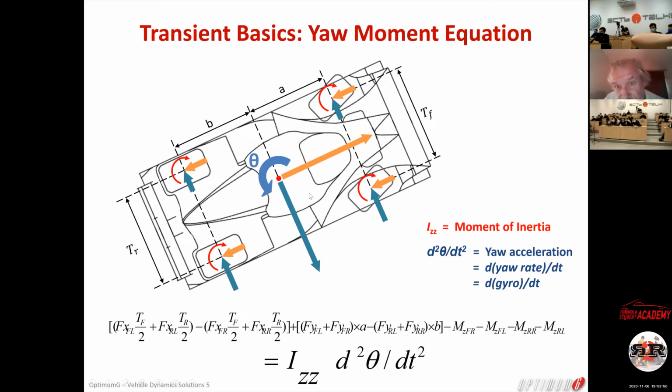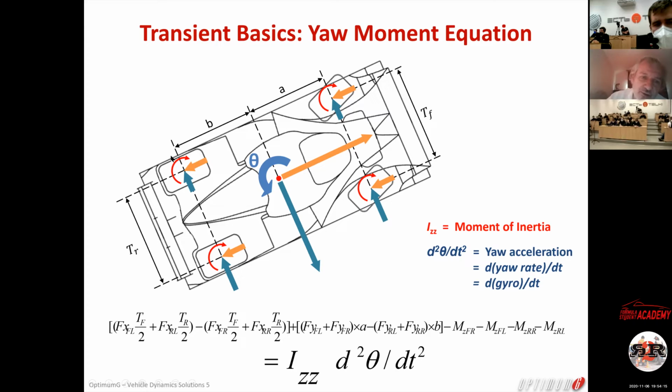You still need to understand that you cannot calculate the yaw moment unless you have the Fy, the Fx and the Mz, ta-da, unless you have the tire model, okay? So anyway, on the two rear, the two rear Fy multiplied by B will create an anti-yaw moment, okay?